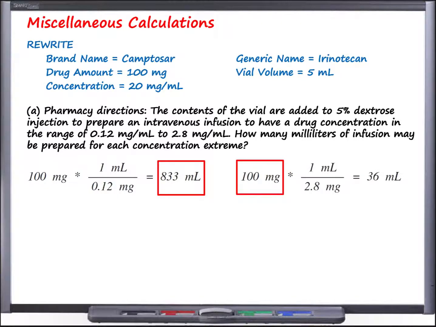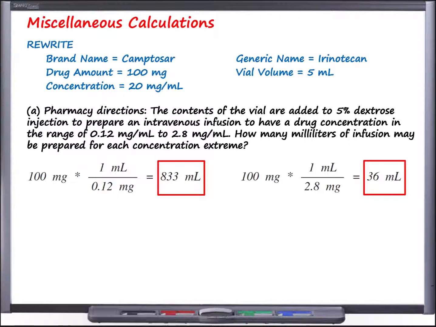So remember, we're starting with the same vial, so we would have the same 100 milligrams to start with. Now we multiply it by the higher concentration, expressed as for every 1 milliliter, there's 2.8 milligrams. The units of milligrams cancel. We would get a final value of 36 milliliters. And you'll note that's a much smaller number than the previous value we calculated, and that's because we want to prepare a much higher concentration.